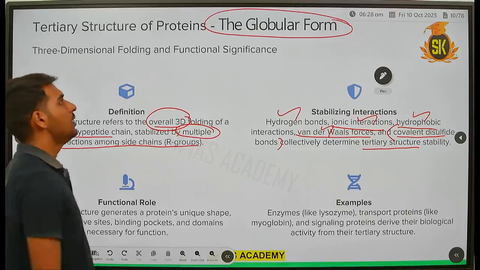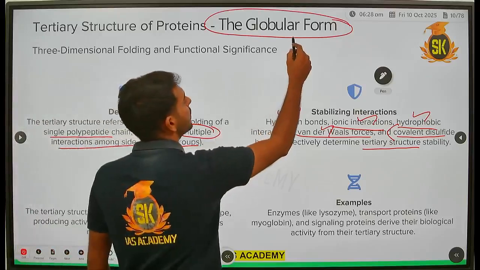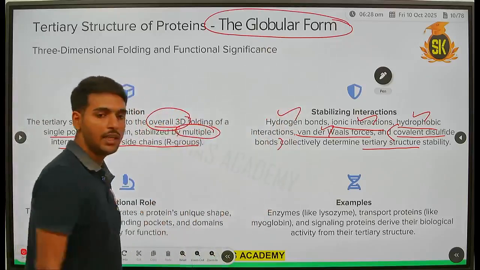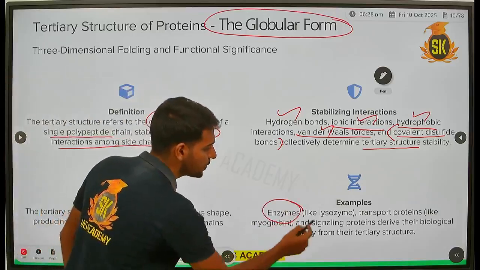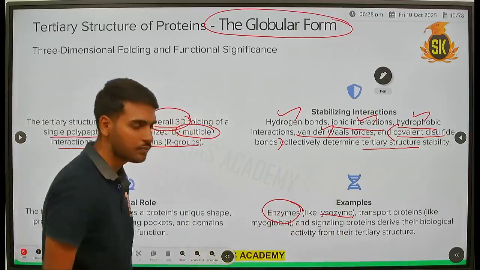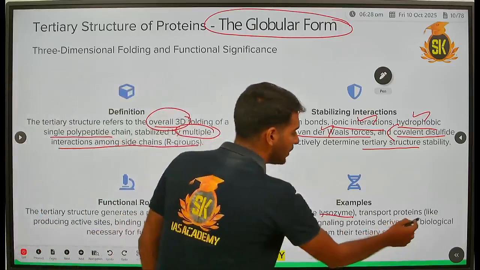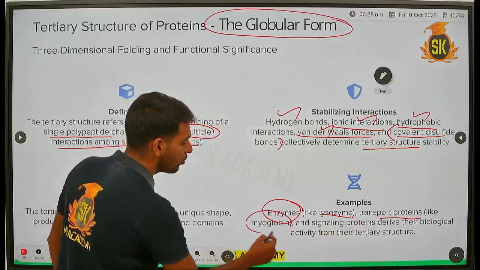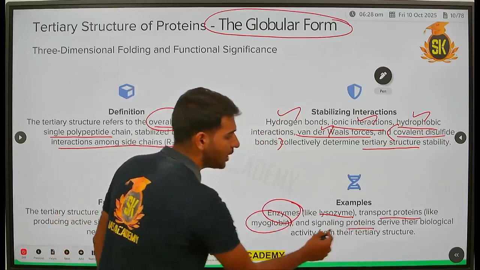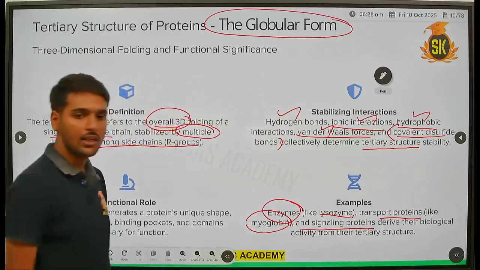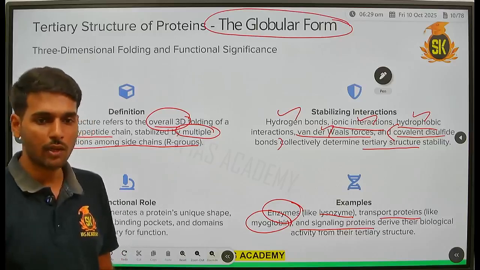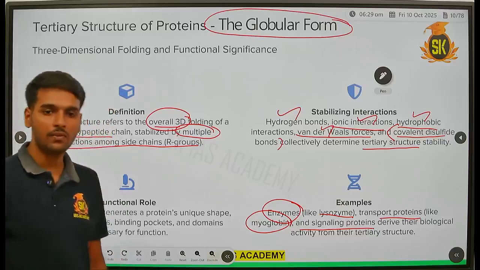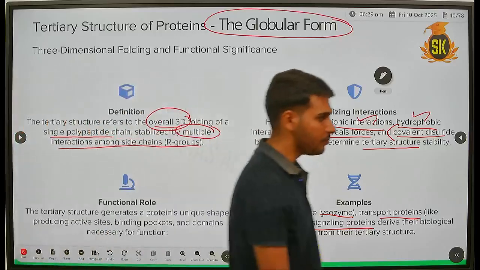Sir, in which examples is this tertiary structure, or the globular form, seen? It is seen in enzymes. For instance, we have lysozyme, transport proteins like myoglobin, and signaling proteins. All these are examples of your globular form. Let us wait until you take notes.